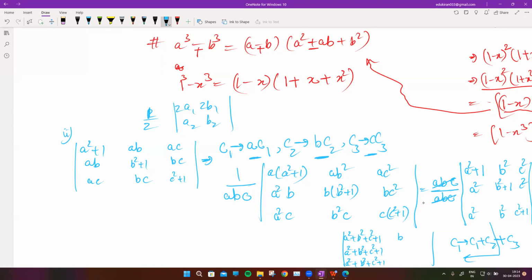And this is b square, this is c square, this is b square plus 1, this is c square, this is b square, this is c square plus 1. So you can take a square plus b square plus c square plus 1 common. Now you have one column as 1, 1, 1. This is b square, this is c square, this is b square plus 1, this is c square, this is b square, and this is c square plus 1.